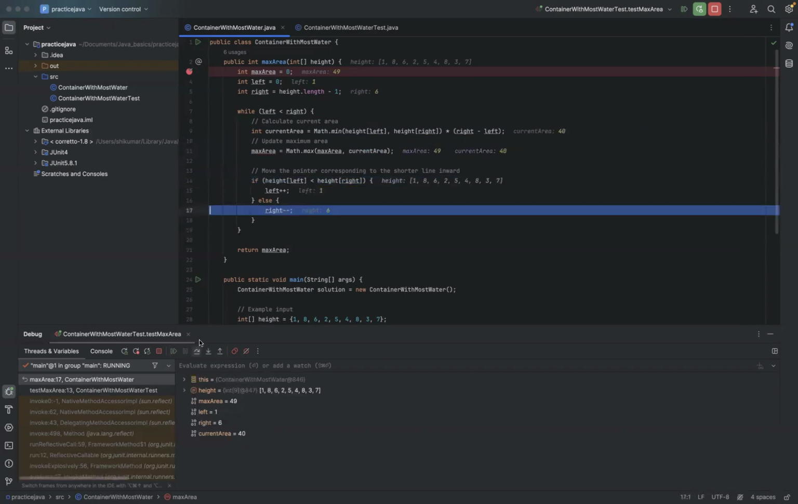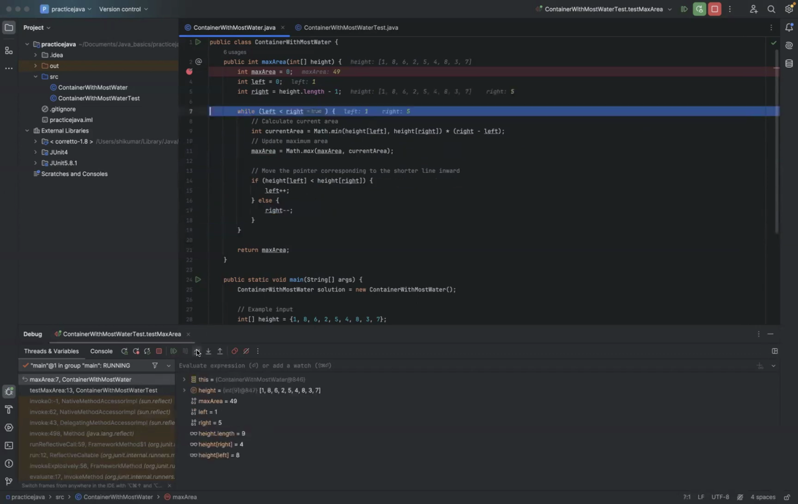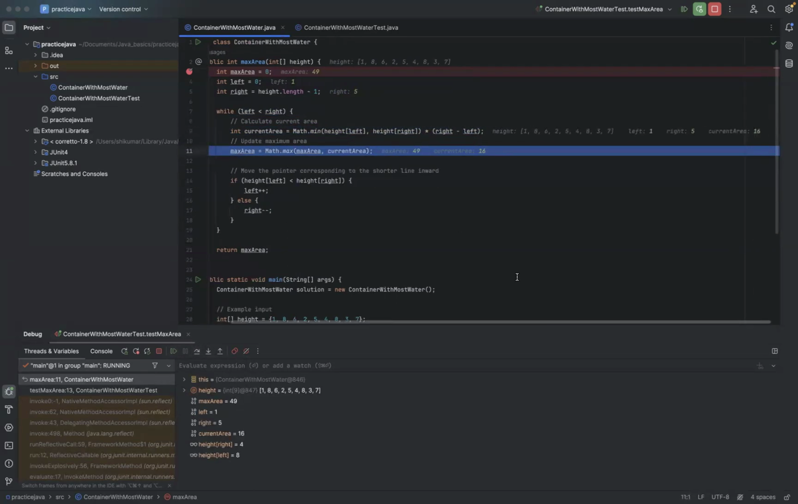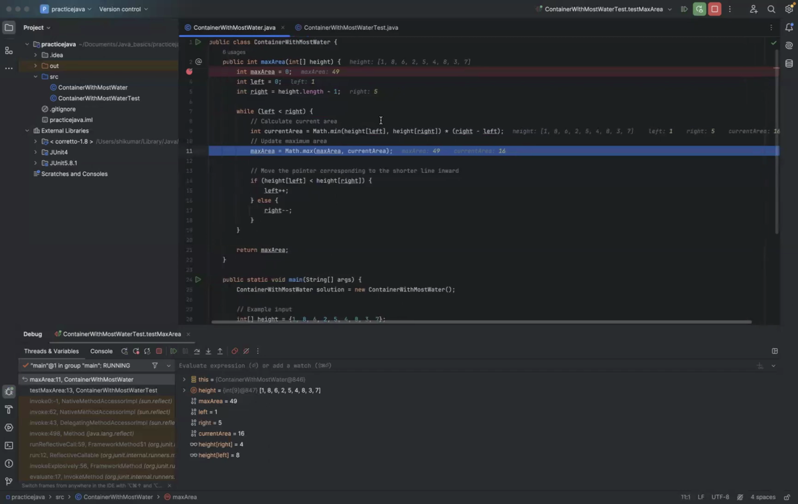Again, the else block will come and we will do right minus minus. It will become 5. It will come over here. Again, I think you can visualize it. Again, we will compare 1, which is 8, and 5, which is smaller. And 5 minus 1 is 4. So 4 into 4, we will get 16. 4 is smaller compared with 8, and 5 minus 1 is 4. 4 times 4 is 16. So current area is updated to 16.